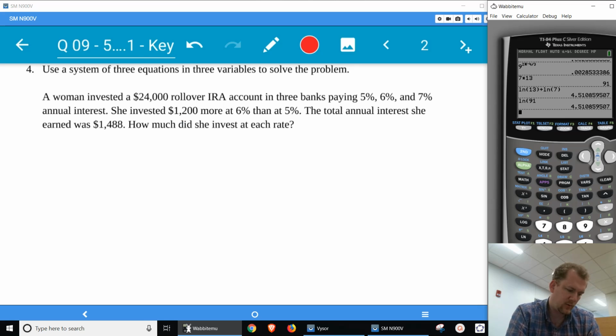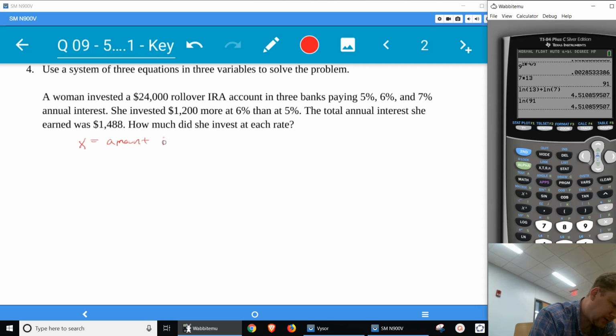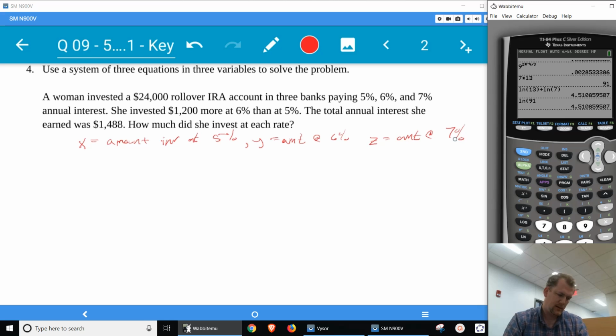Okay, so you need to make variables for these. So, X equals amount invested at 5%. Y equals amount at 6%. And Z is amount at 7%. Okay. You know that they add up to 24,000, so that's one of our 3 equations.